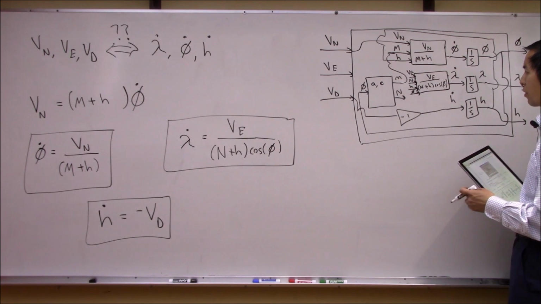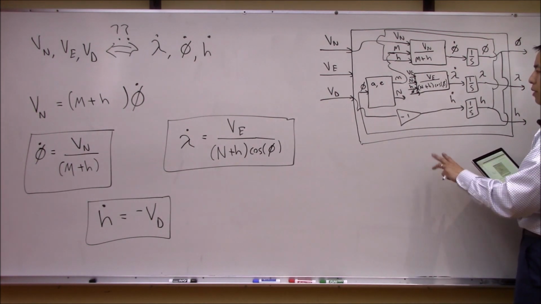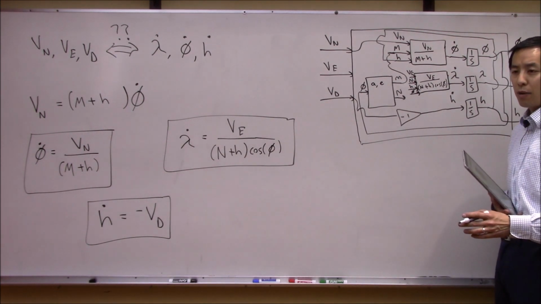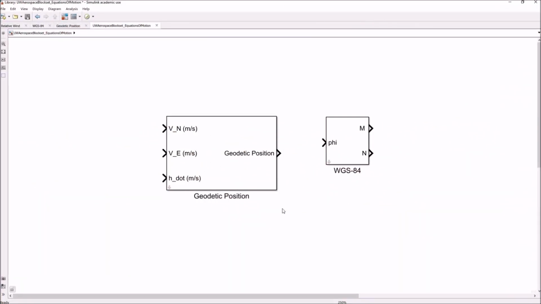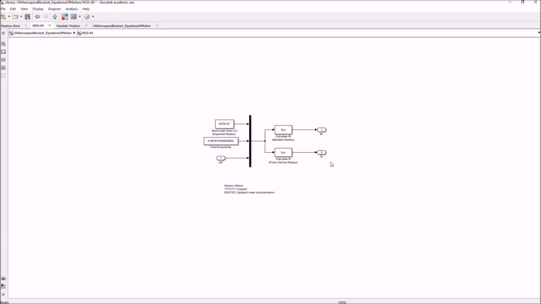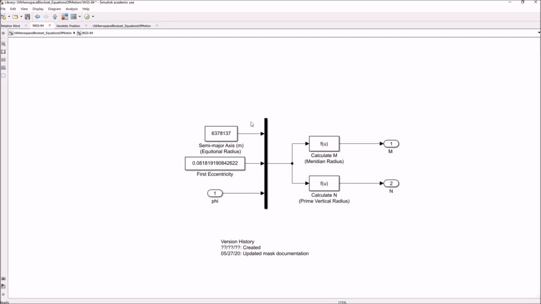Tell you what, let's jump over to MATLAB Simulink and I'll just show you maybe a cleaner version of this, how I implement it, and talk about a couple other bells and whistles. All right, so here are a couple of Simulink blocks that I've built to support this calculation. So let's take a look first at this WGS84 block. This is pretty darn simple. If I look underneath of it, it basically is, again, just calculating the meridian radius of curvature and the prime vertical radius of curvature. And again, it's just implementing those static equations.